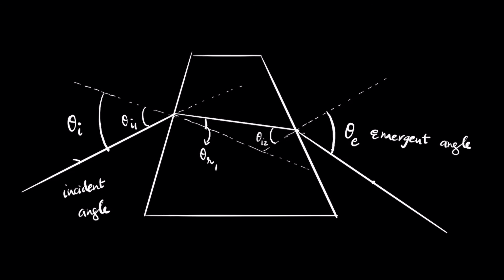So this ray, the first ray, is called the incident ray, and the light ray that goes through the glass piece and comes outside is called the emergent ray.